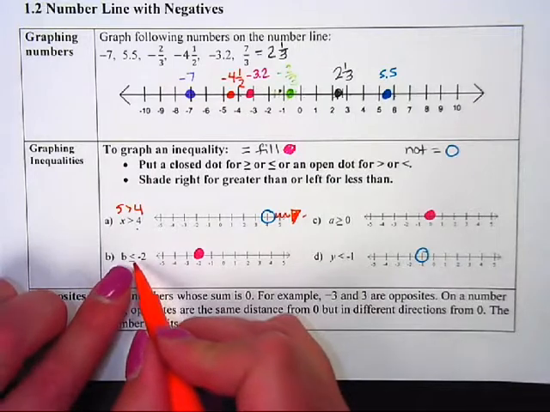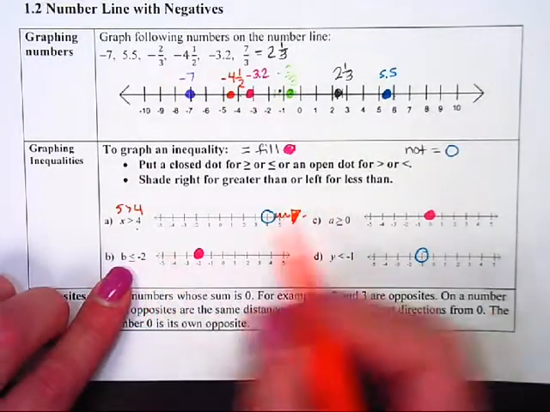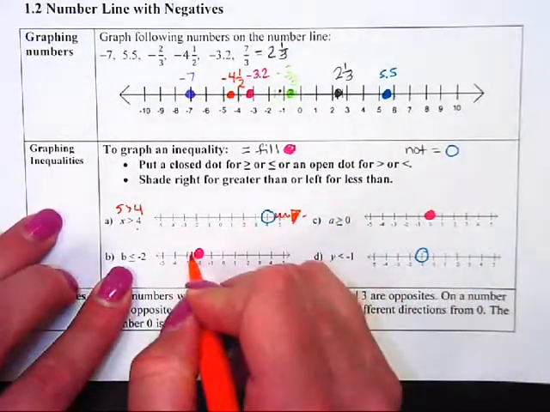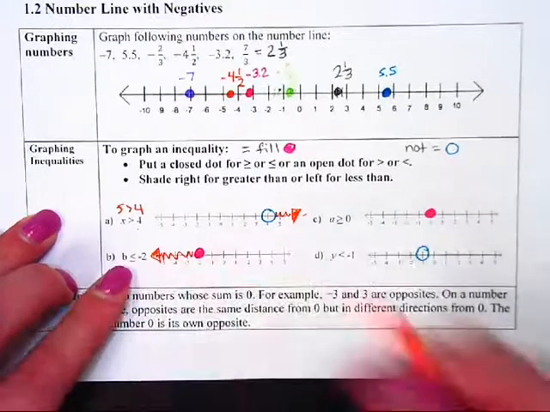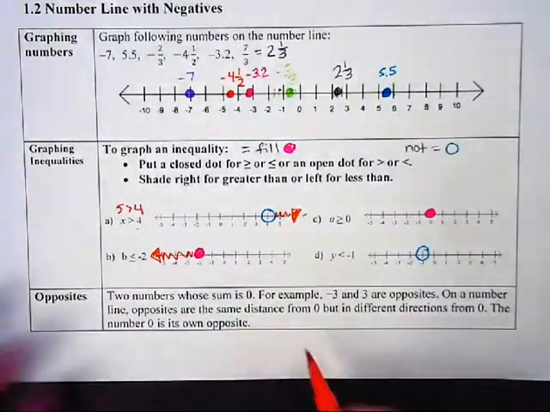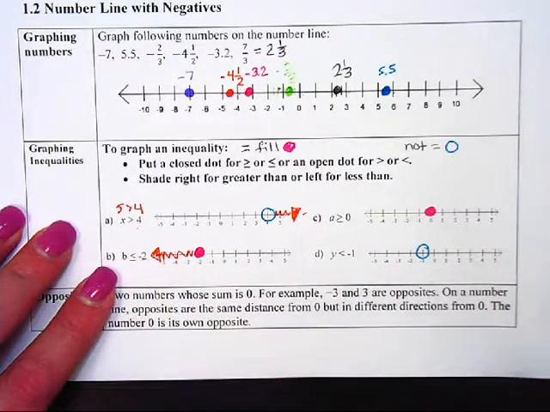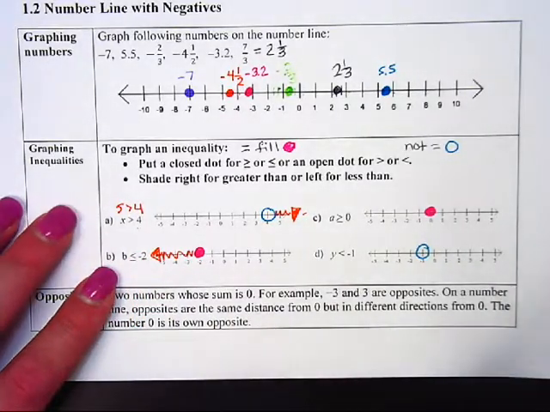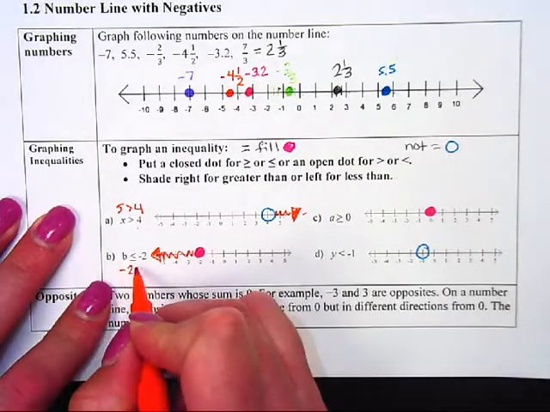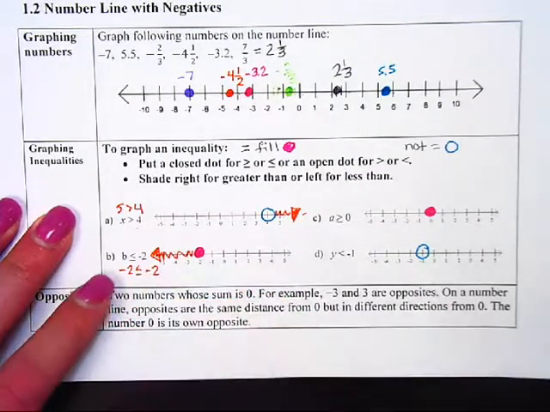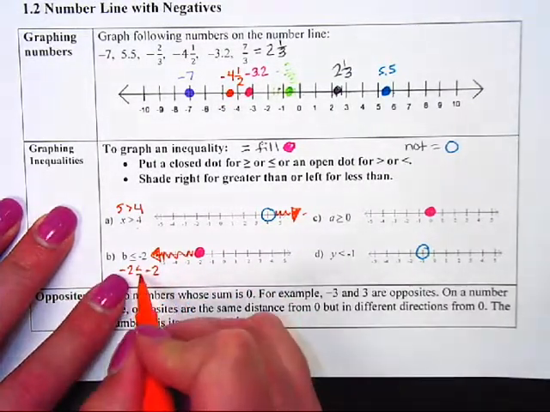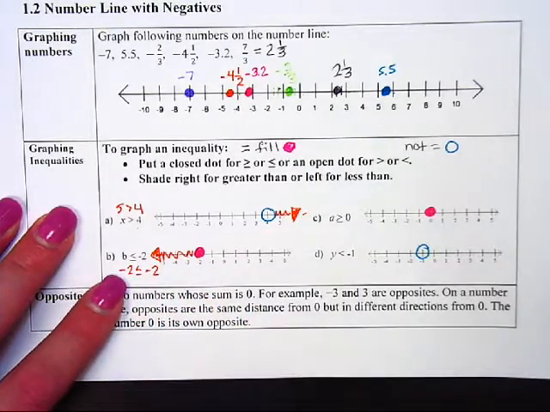In B, it says less than or equal to. Less than, I'm shading to the left. But again, let's look at what that actually means. If I put in 0, is 0 smaller than -2? Is 0 a worse situation? No, it is not. Is -2 smaller than or equal to -2? Yes, it is, because it's equal to. So that's why I filled in the dot.